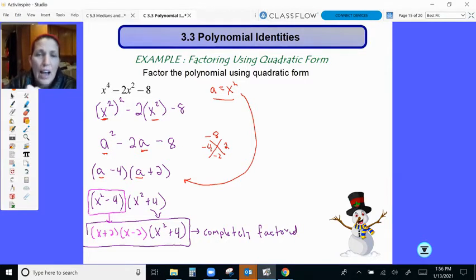Okay, now as you get comfortable with this, you don't have to use a substitution. You can just say, hey, this is a quadratic form. I have a power of 4, and half of that 4 is 2. I can just use the same method as a quadratic and find factors of negative 8 that add up to negative 2, and skip straight down to this part here. We just used a substitution method to make sure you understand what's happening.